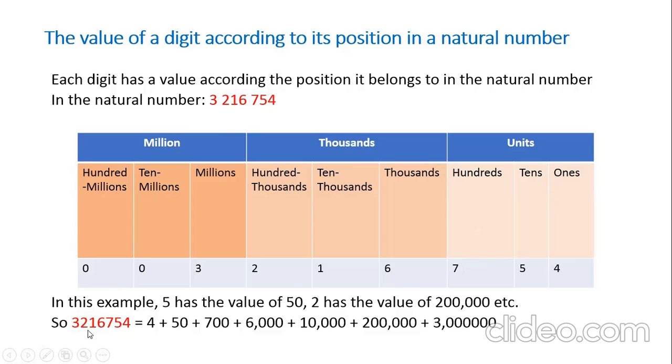This number we started with can be written as a sum of the values related to the digits that form this number. So here, we start with the value of 4, which is 4. Then we add the value of 5, which is 50. Then the value of 7, which is 700. And we move on until we reach the last value, which is the value of the digit 3, which is 3 millions. Summing those numbers gives us the initial number we started with.